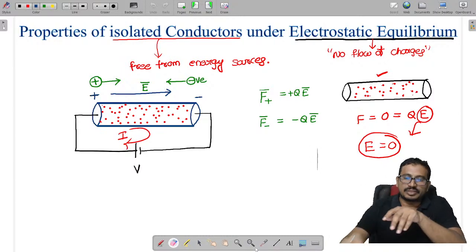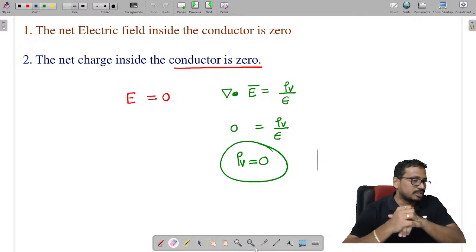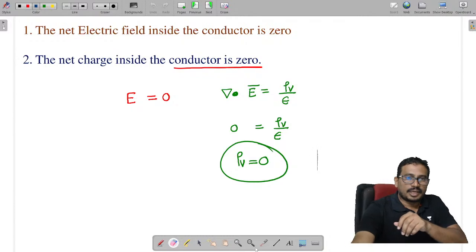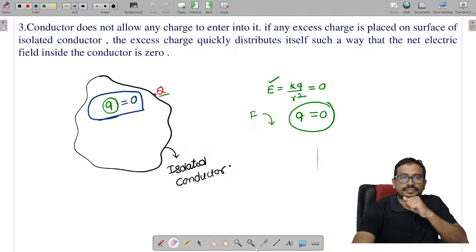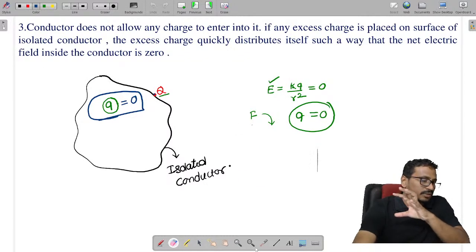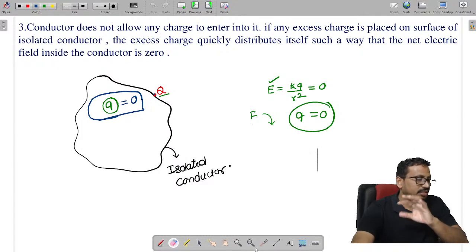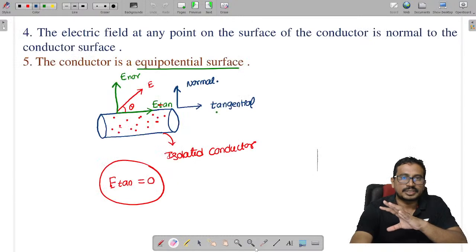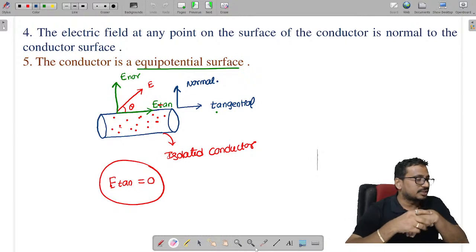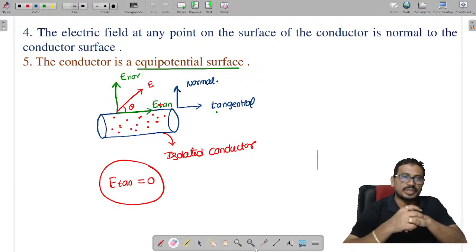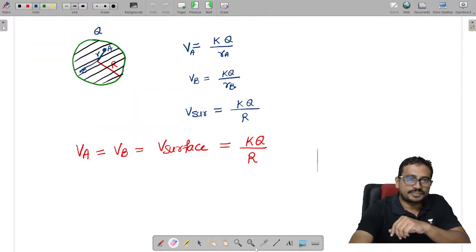Here, the first and most important thing you observed is that the net electric field inside a conductor is 0. There is no electric field inside a conductor. And the net charge inside a conductor is how much? 0. Whatever charges we give to the conductor, the charge lies completely on the surface of the conductor. Charge cannot penetrate into the conductor. And the electric field at any point on the surface of a conductor is normal to the conductor surface. And a conductor is an equipotential surface.